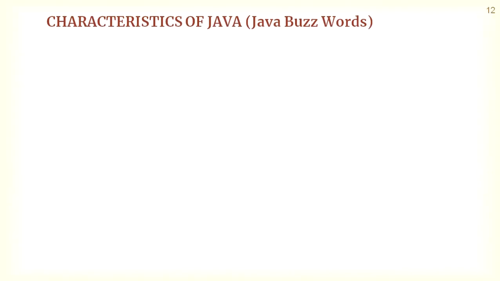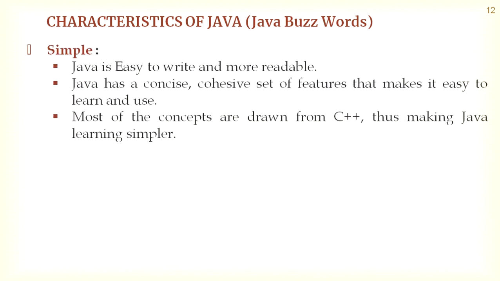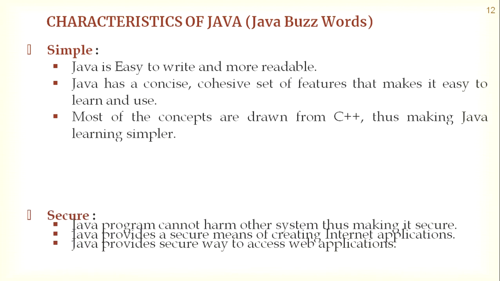Then characteristics of Java. The important characteristic of Java is simple. Java is easy to write and more readable. Java has a concise, cohesive set of features that makes it easy to learn and use. Most of the concepts are drawn from C++, thus making Java learning simpler.